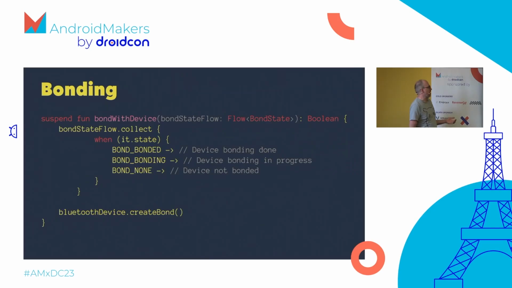And the way you use it is basically like this. So you have the three states, and you just call create bond, and then the user will get the dialog popping up saying, do you want to pair with this one? So the naming is weird. You create a bond, but the dialog says pair. So don't worry about it. Users will never see your code.